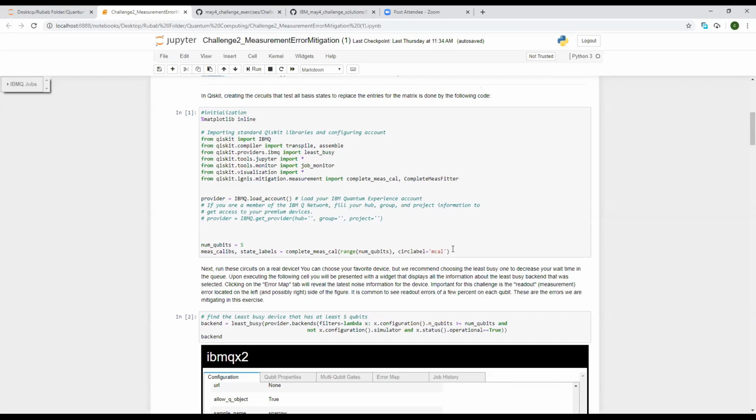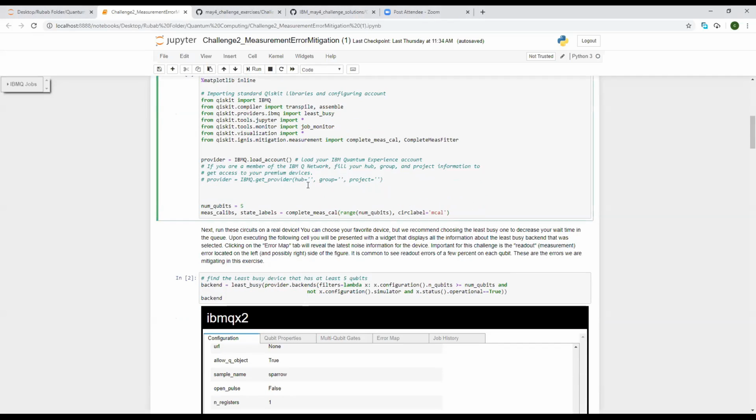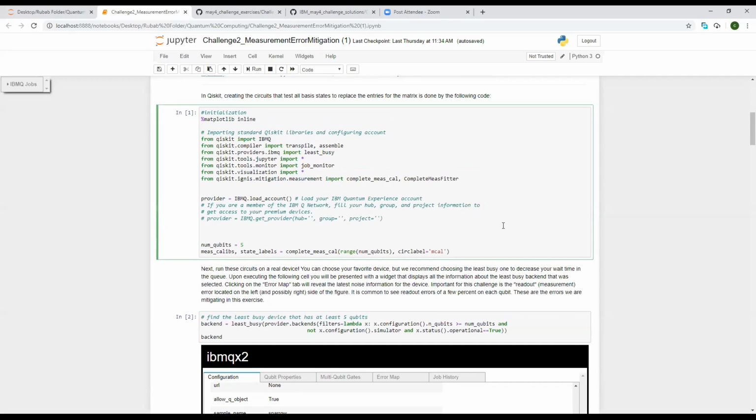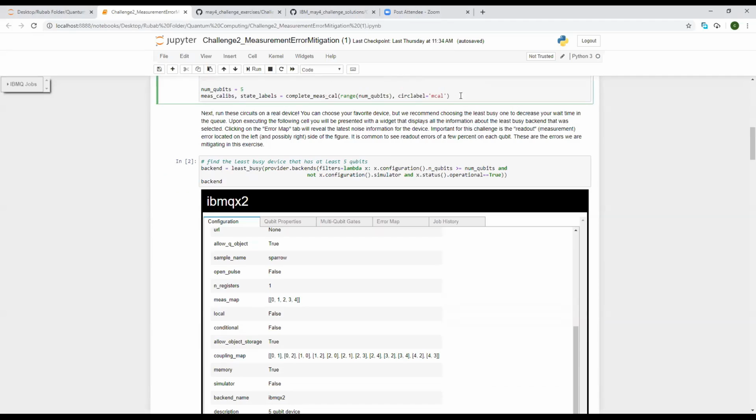Okay, so our job is to find out the matrix. First of all, we will import everything from the disk. We will be importing our account through which we'll be running it. We will be transpiling it, assembling it, and importing all the tools that are supposed to get us our circuits and run them. So here we just press Shift plus Enter if you are familiar with Jupyter notebooks. This will load your data.